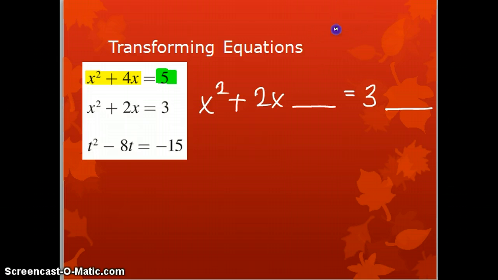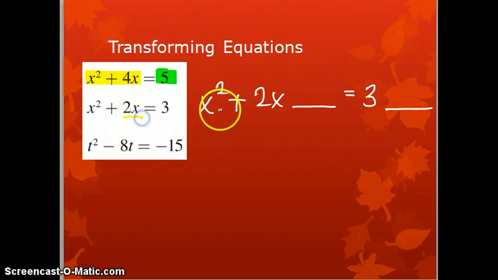Remember, think of your equation as a scale. If all of a sudden I added lots on this side, my scale is going to change and start to slant. And I don't want that. I need to keep it equal. So I need to add that same amount on both the left and the right.